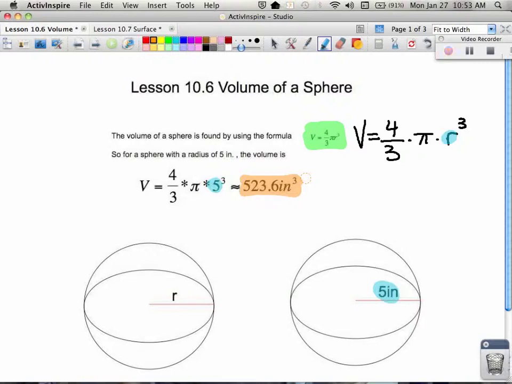And basically, it's just the memorizing of the formula. This will show up on your MCA tests, on your PSATs, ACTs, SATs, 4/3 pi times r cubed, r being the radius. Once you know the radius of the sphere, it's game over.